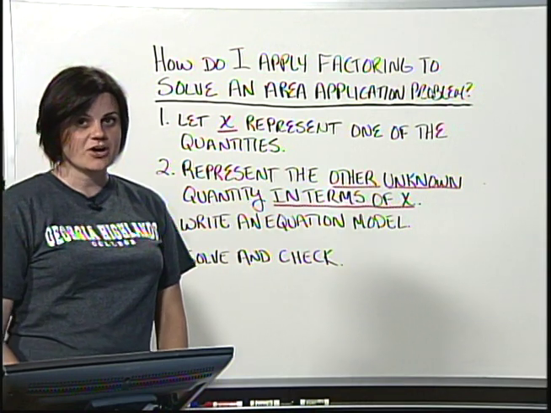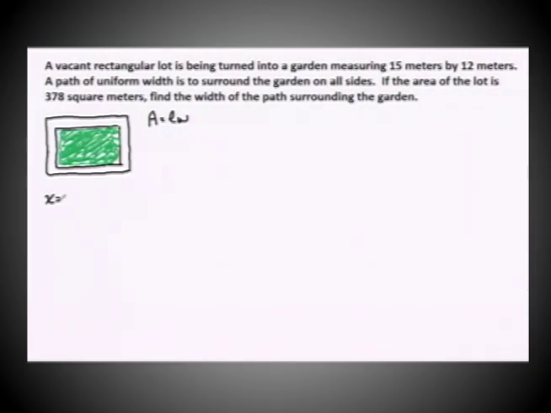So let's take a look at this word problem example. We'll start off by reading our word problem. A vacant rectangular lot is being turned into a garden measuring 15 meters by 12 meters. A path of uniform width is to surround the garden on all sides. If the area of the lot is 378 square meters, find the width of the path surrounding the garden.